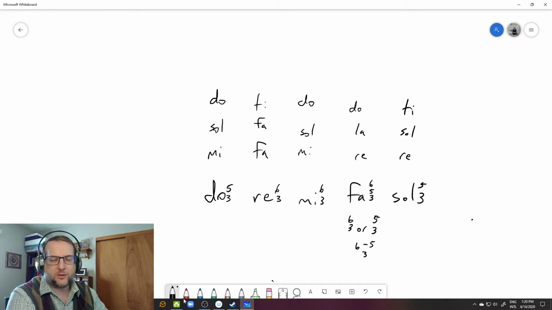I don't love sol, fa, sol. It's countering, it's going against gravity. It's going against magnetism, because that fa kind of wants to pull to the mi. Sol, fa, mi is such a better line than sol, fa, sol. So let's get rid of that.